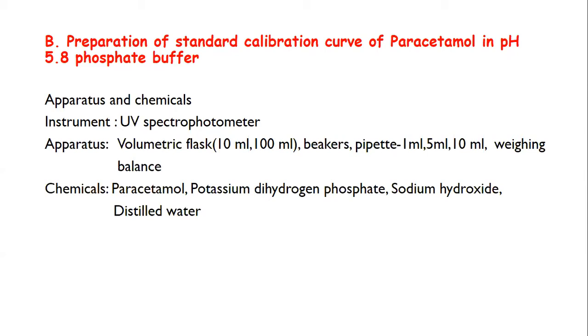The apparatus and chemicals required: instrument, UV spectrophotometer; apparatus, volumetric flasks of 10 ml, 100 ml, 250 ml, beakers, pipettes of 1 ml, 5 ml, 10 ml, and a weighing balance. The chemicals required are paracetamol, potassium dihydrogen phosphate, sodium hydroxide, and distilled water. Here potassium dihydrogen phosphate and sodium hydroxide are the constituents of the buffer, and distilled water is used as a solvent.